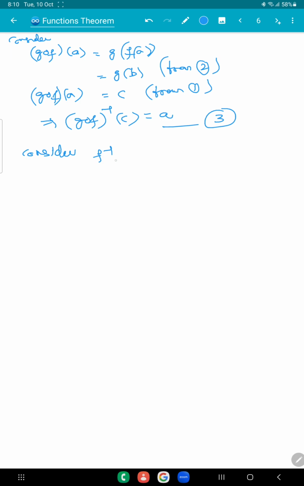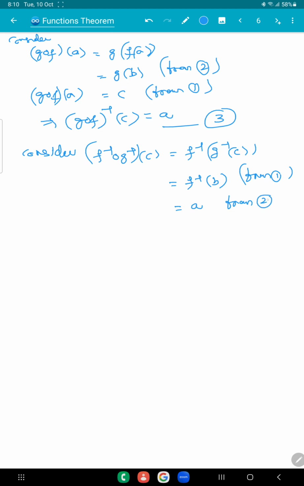Now consider the other one. What we need to show? That (F inverse ∘ G inverse) of c is equal to F inverse of G inverse of c. What is G inverse of c? G inverse of c is b, from 1. What is F inverse of b? a, from 2. Therefore, (F inverse ∘ G inverse) of c is equal to a.